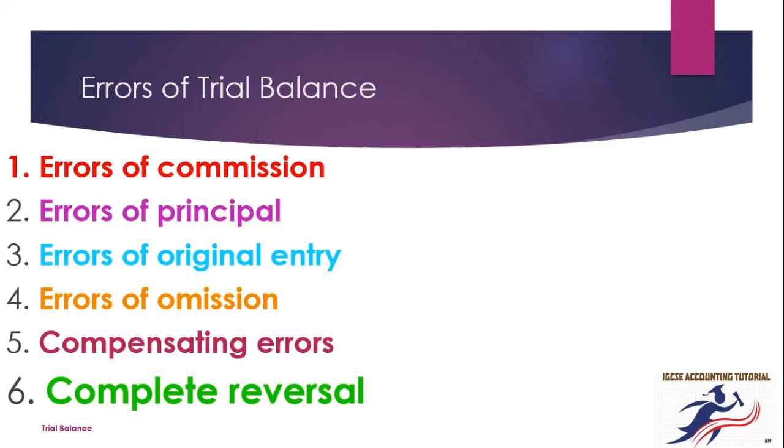Now, what are the errors of a trial balance? There are six errors of a trial balance. For example, error number one, errors of commission, errors of principle, errors of original entry, errors of omission, compensating errors, complete reversals.